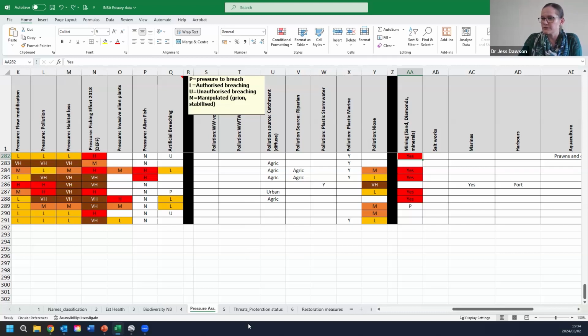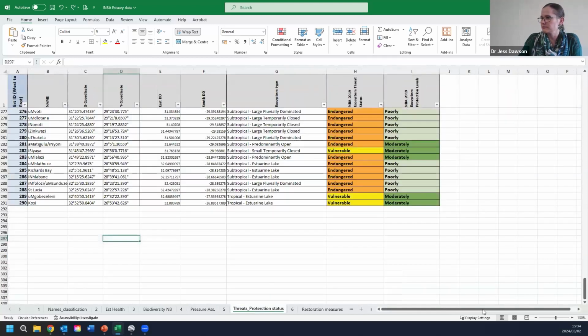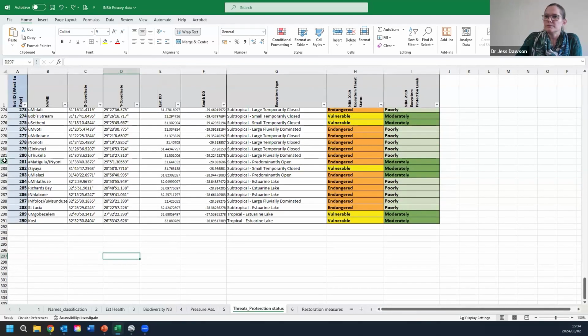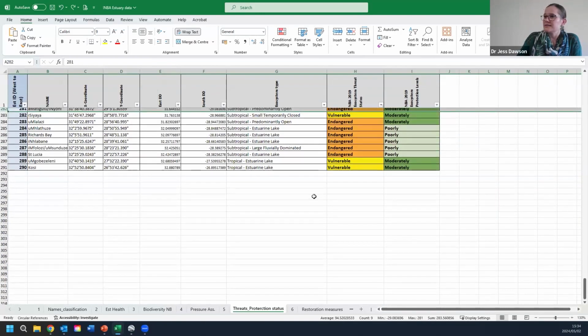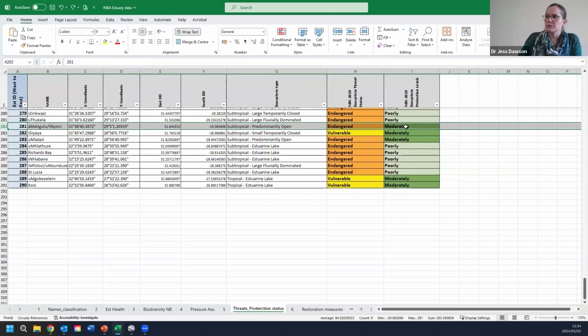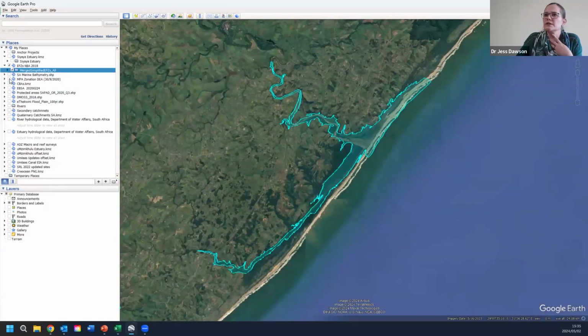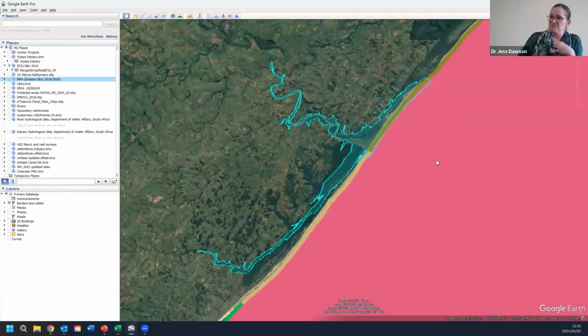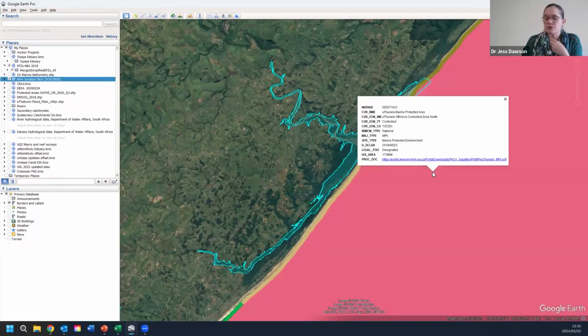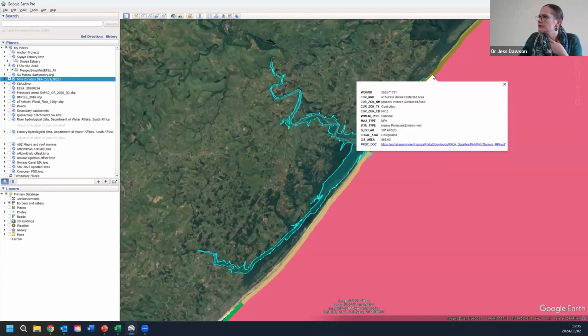So if we go and have a look, for instance, at its threat status. It says it's an endangered estuary type that has a moderate level of protection. So if I turn on the map, we can see maybe if we turn on our protected areas, there's a marine protected area just offshore, the Tugela Marine Protected Area. There's also something small here. Also the Tugela, oh, that's the shoreline version of the Tugela Marine Protected Area.